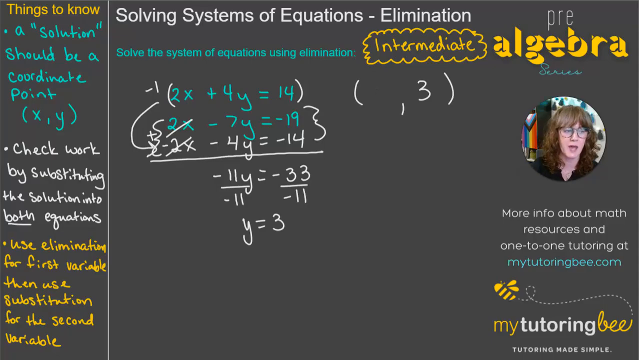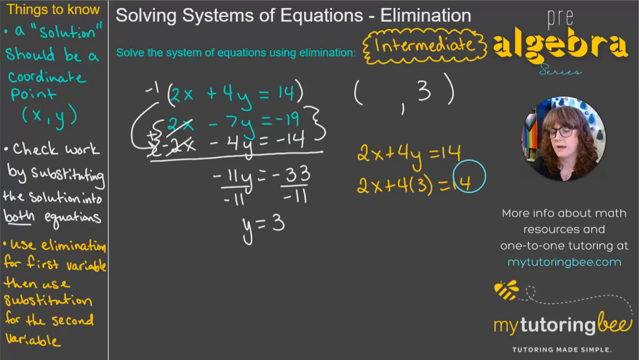So let's go ahead and do that. Again, I can use any of these equations. I can even use this new equation that I wrote, negative 2x minus 4y equals negative 14. That is just a version of this first equation, but I'm going to go ahead and just go with this first equation. So 2x plus 4y equals 14, y equals 3, so I'm going to sub that in for y, and now I have an equation with only x, and I can solve for that.